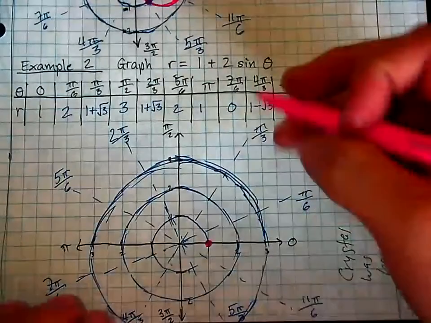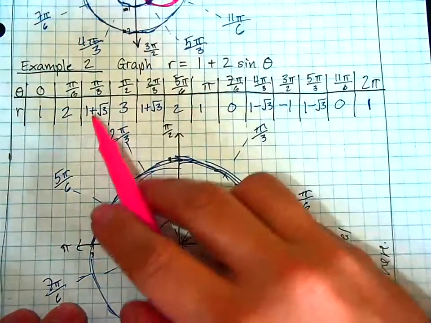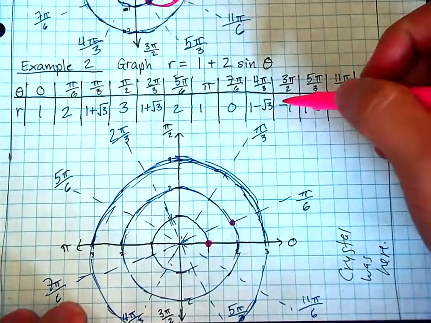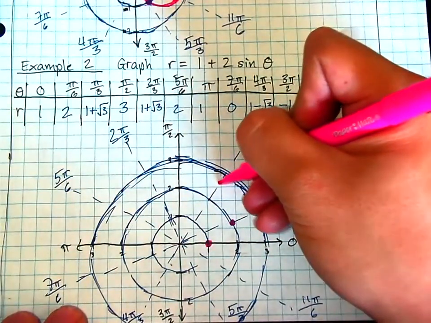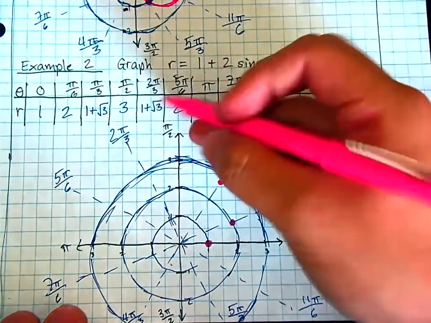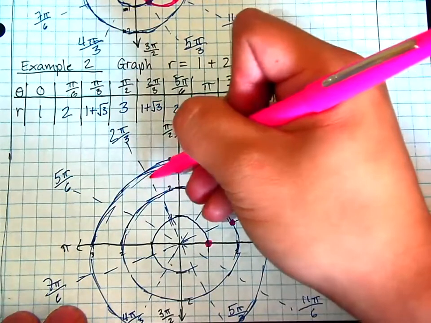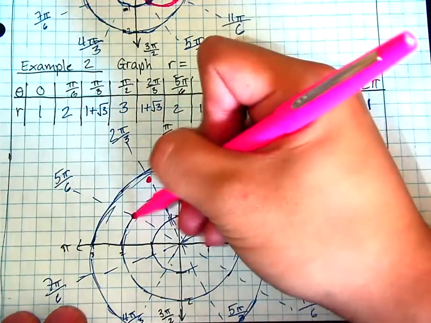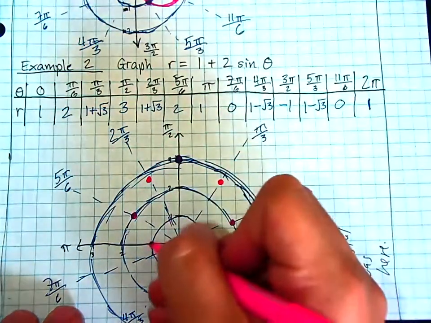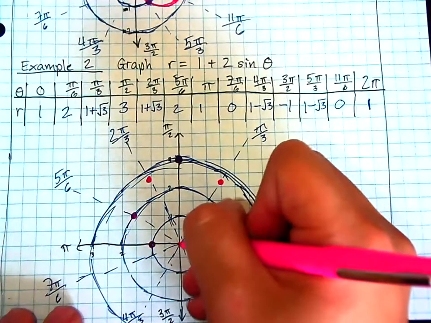Approximately good enough. Pi over 6, we're going to be at 2. Pi over 3, we have 1 plus radical 3. That's going to be approximately 2.7. So somewhere right there. Pi over 2, we're at 3. 2 pi over 3, we're over here. 5 pi over 6, we're back at 2. Pi, we're back at 1. 7 pi over 6, we're at 0.